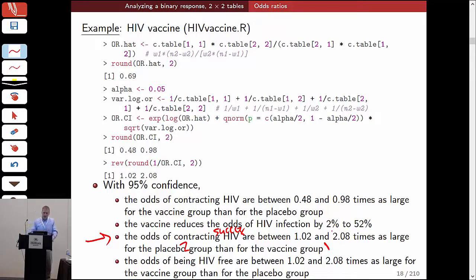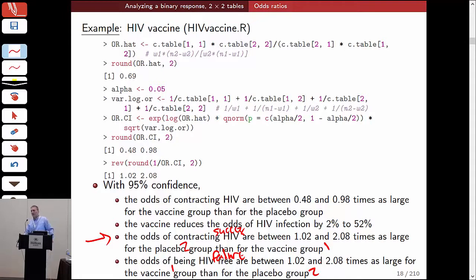And lastly, maybe this might be a better way to phrase this. The odds of being HIV-free, which would be our failure response, going back to how we originally defined everything, are between 1.02 and 2.08 times as large for the vaccine group, which is group 1, than for the placebo group, which is group 2.